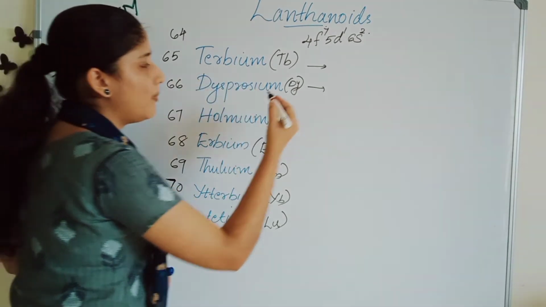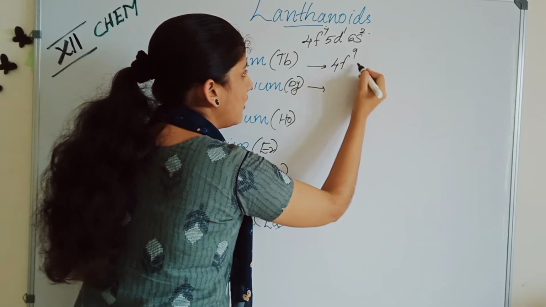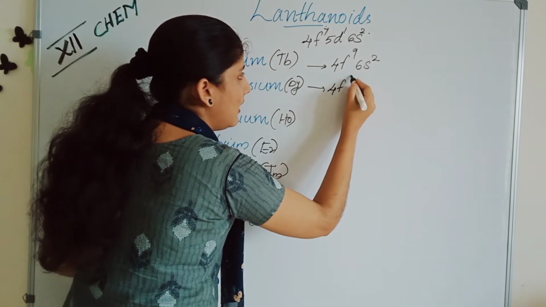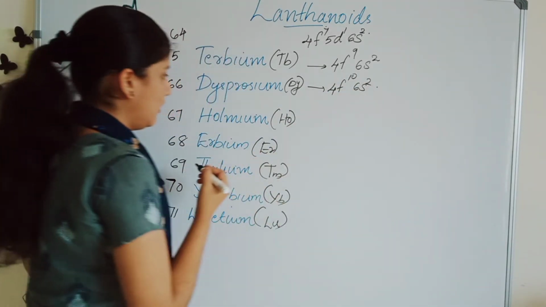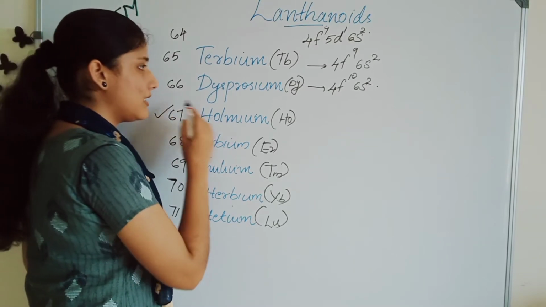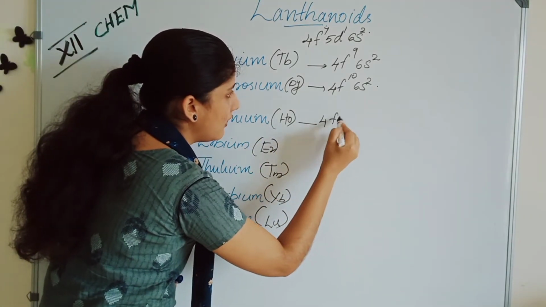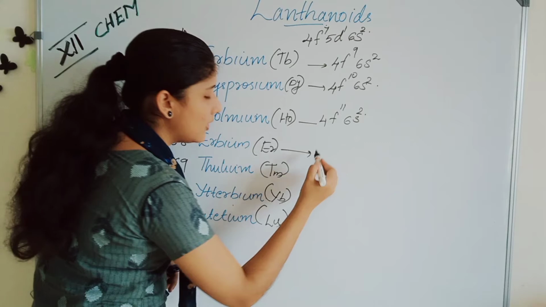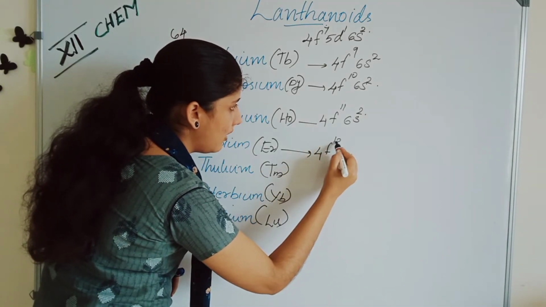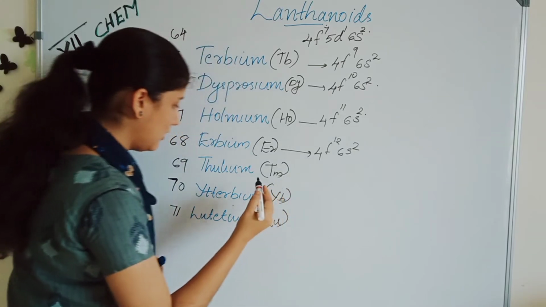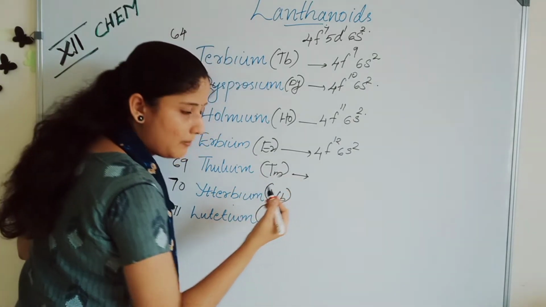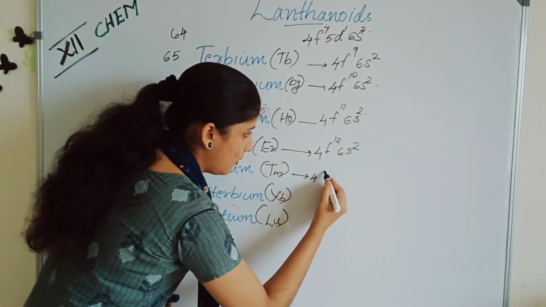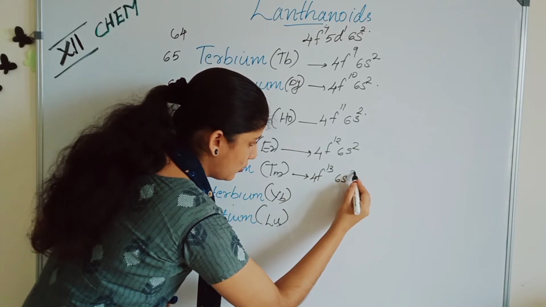Next for terbium it will be 4f9, 6s2. And for dysprosium 4f10, 6s2. For holmium with atomic number 67, it will be 4f11, 6s2. The outer electronic configuration of erbium is 4f12, 6s2. For thulium, symbol is Tm. Remember the symbols of every element, okay? It will be 4f13, 6s2.